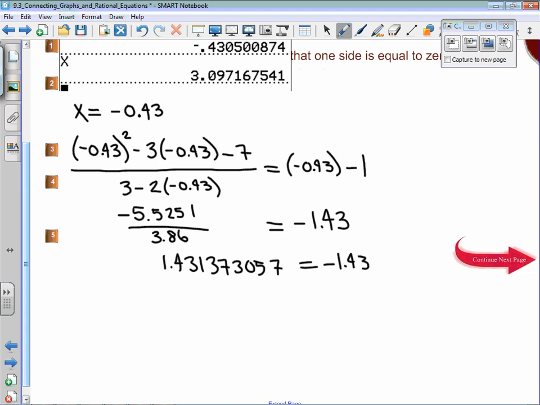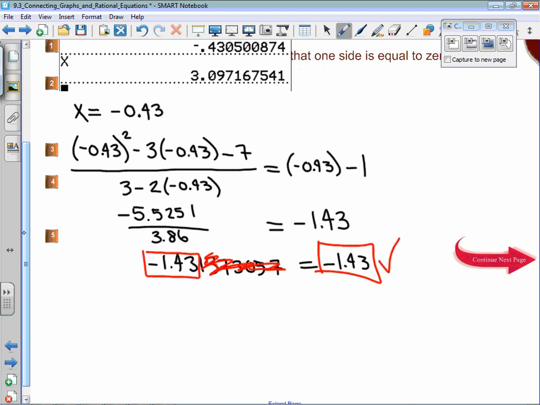Now, that's not perfectly equal, right? Negative 1.43 isn't negative 1.43137, but because I rounded that answer to the hundredth, we should really only expect this to be accurate to the hundredth, and it is. So because the left-hand side is equal to the right-hand side, again, ignoring the unrounded digits at the back, we know that that's correct. Okay, it does want us to verify both though.